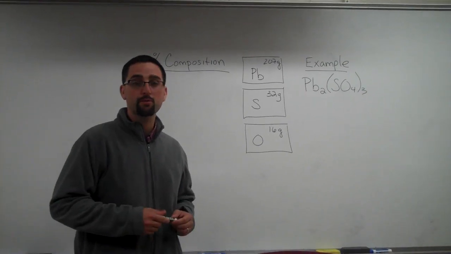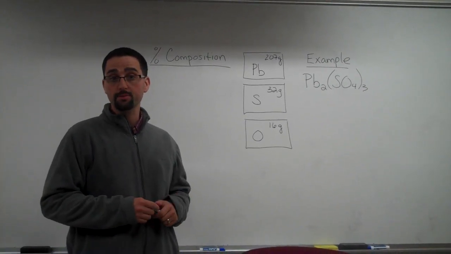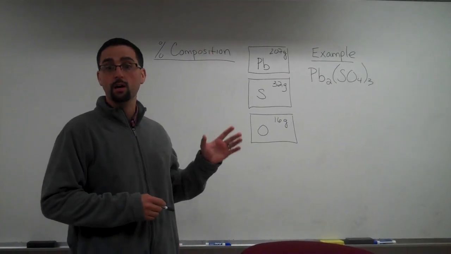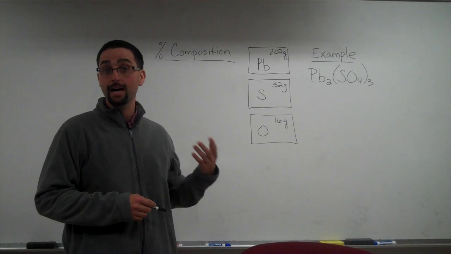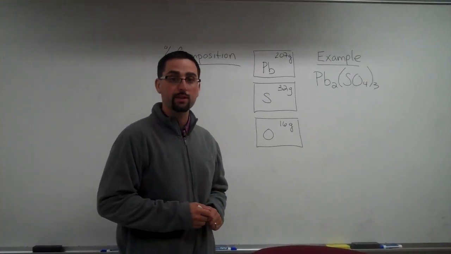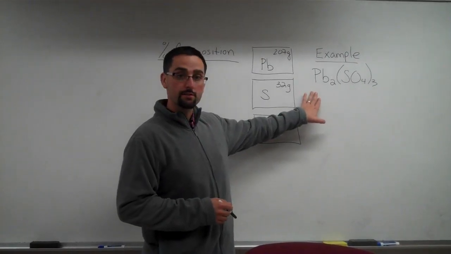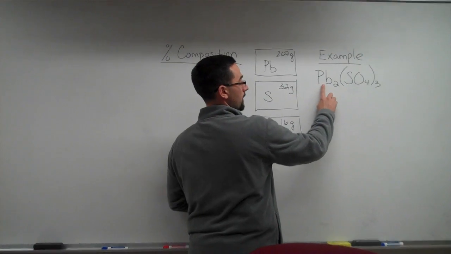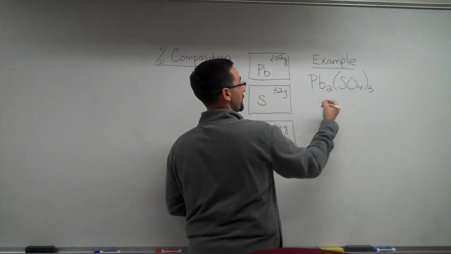Alright, today we're going to talk about percent composition. What percent composition is, it's going to tell you by mass what percent of a compound is made of individual elements. For example, I know we did nomenclature a few days ago. The name of this, if you want to try to name this, the charge comes from lead here, so this is lead 3 sulfate.